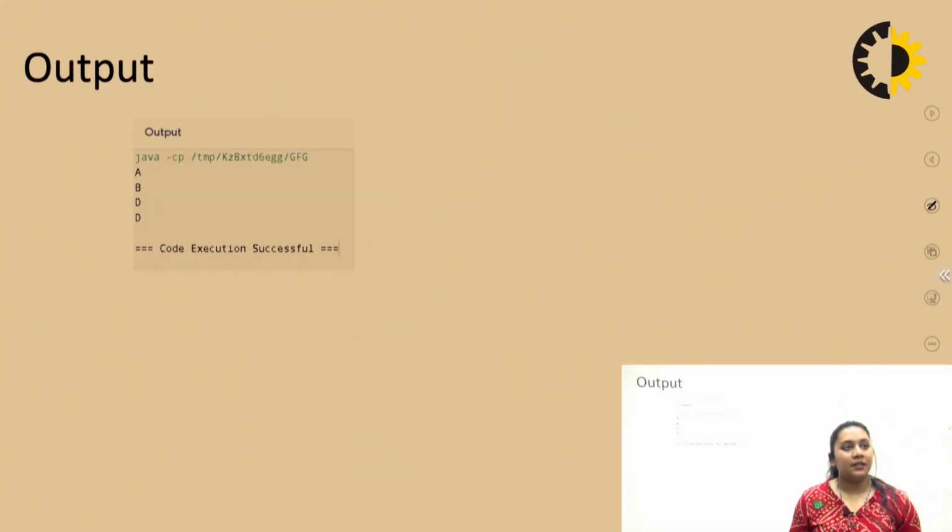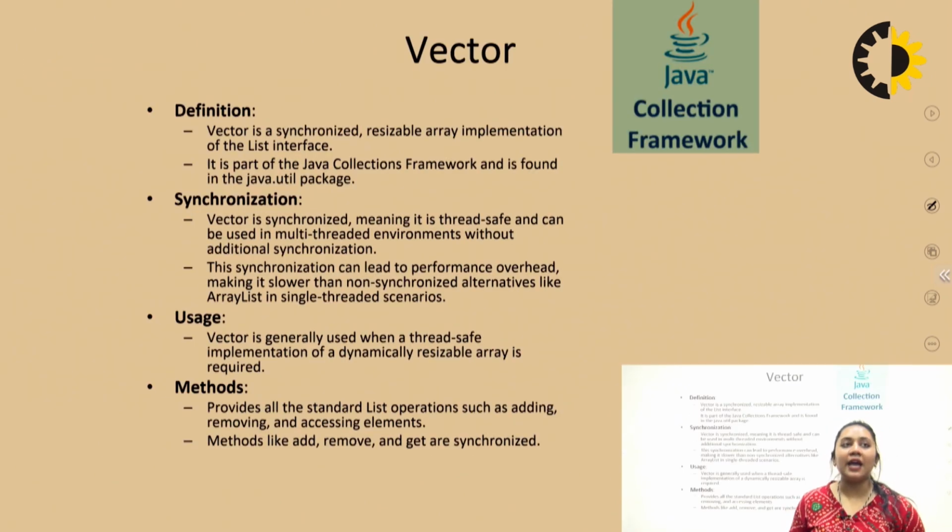So this is the output of the example. Next, we have the vector.